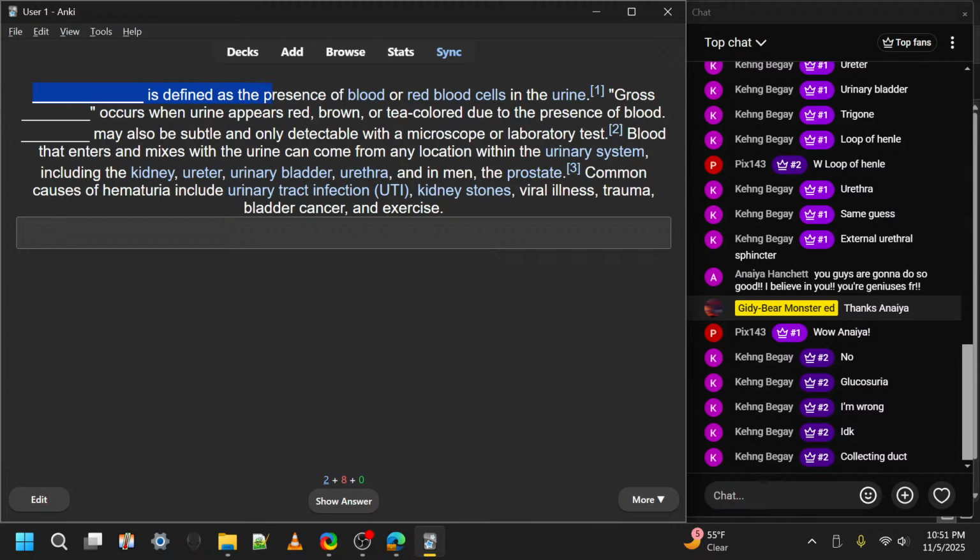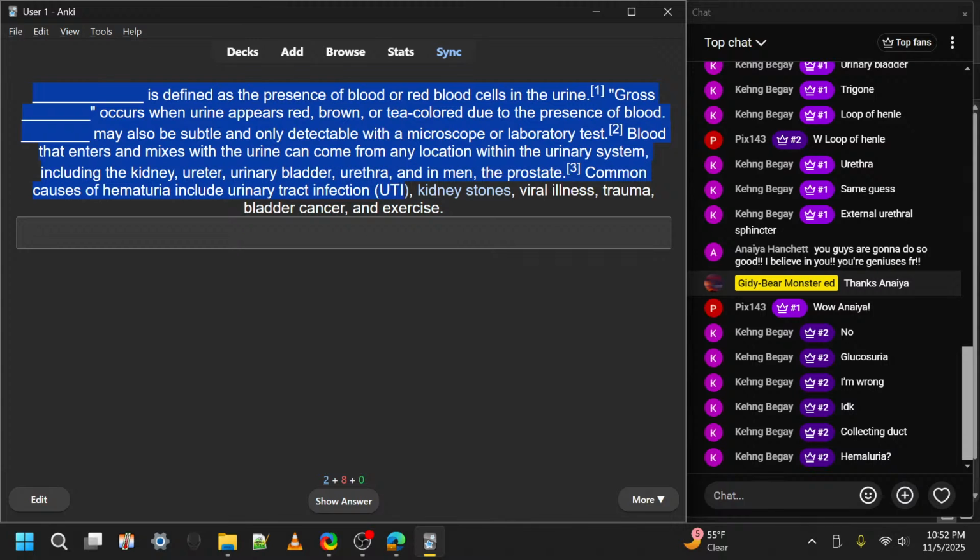All right, Kang, I want you to put in your answer for this one. Blank is defined as the presence of blood or red blood cells in the urine. Gross blank occurs when urine appears red, brown, or tea-colored due to the presence of blood. Blank may also be subtle and only detectable with a microscope or laboratory test. Blood that enters and mixes with the urine can come from any location within the urinary system, including the kidney, ureter, urinary bladder, urethra, and in men, the prostate. Ugh, gross. Common causes of... dang it, it gives you the answer right there.